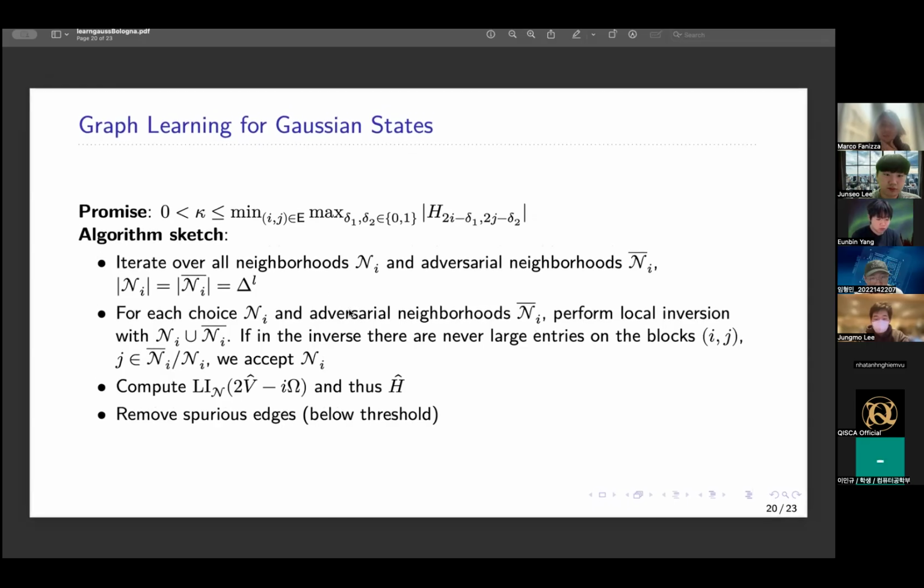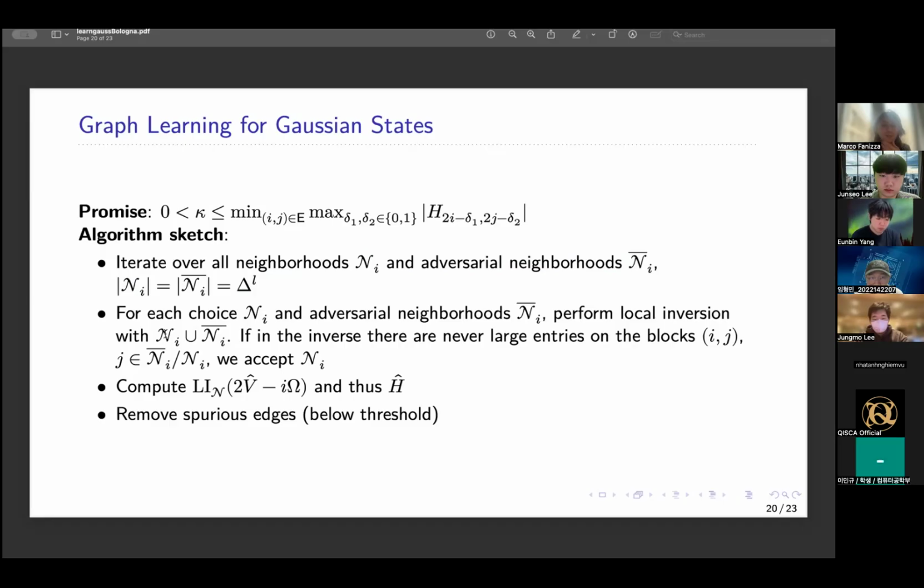And the algorithm works as follows in a kind of brute force search. There is an iteration over all possible candidate neighborhoods and adversarial neighborhoods of radius L. So the size will be delta to the L if we don't know the graph. And L has to be tuned.